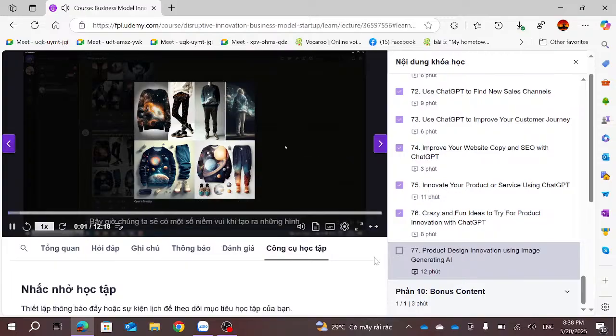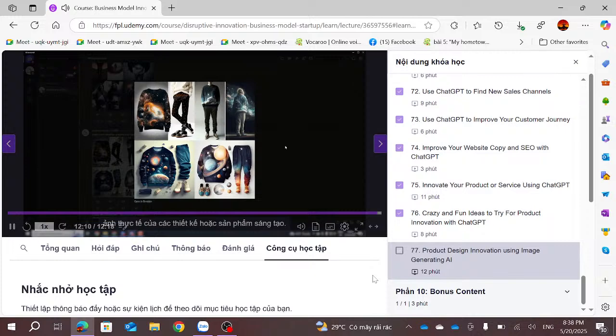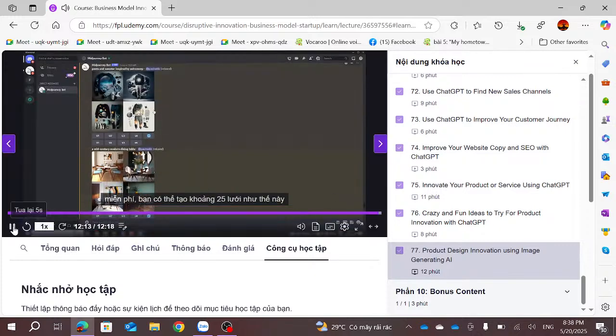All right, now we'll have some fun creating actual images of. Play with it. If you have the free version, you can generate about 25 of those groups.